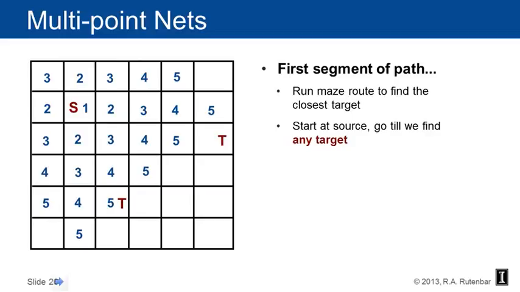What is it that I know? What I know is that there is a path of length 5 that will do the job. I know that there's a path of length 5 from the source to the target, and I can just continue to run my algorithm.